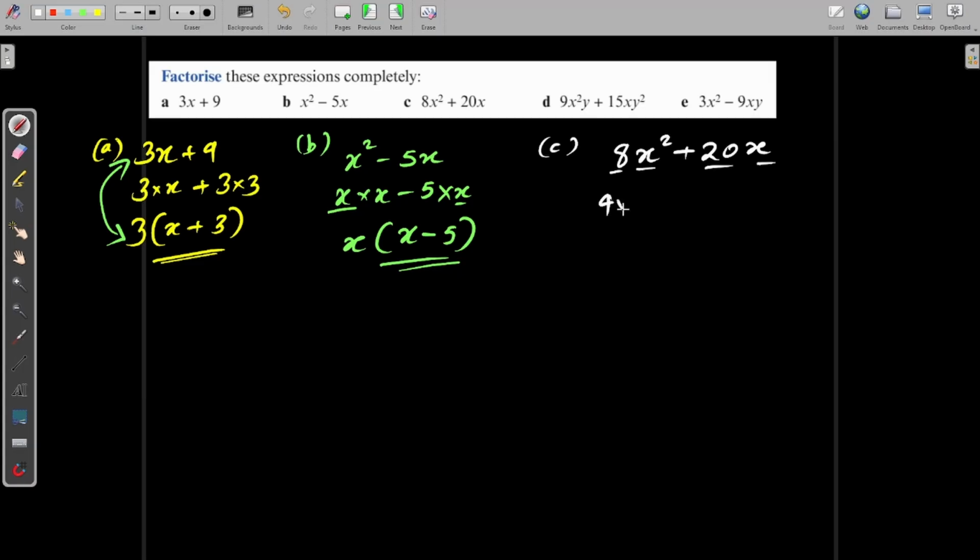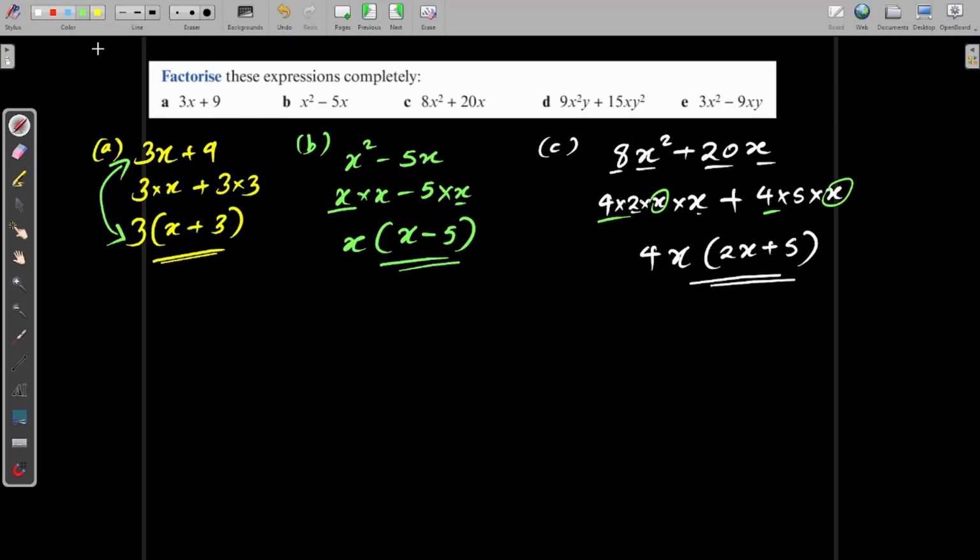So 4 times 2 times x. You don't need to write this if you already know how to do this. But just to clarify, 20 I can write 4 times 5 times x. Now we have common values 4 in both. Again, x term in both. So I'm going to take out 4x, and inside the bracket I have here 2 and x, so 2x, and here I have just 5.